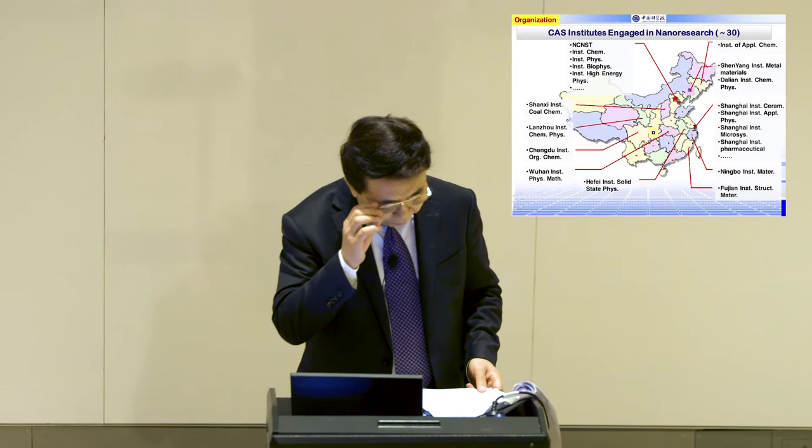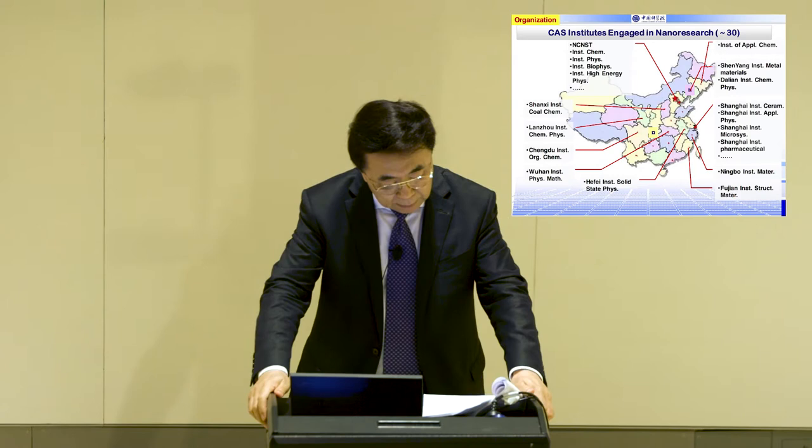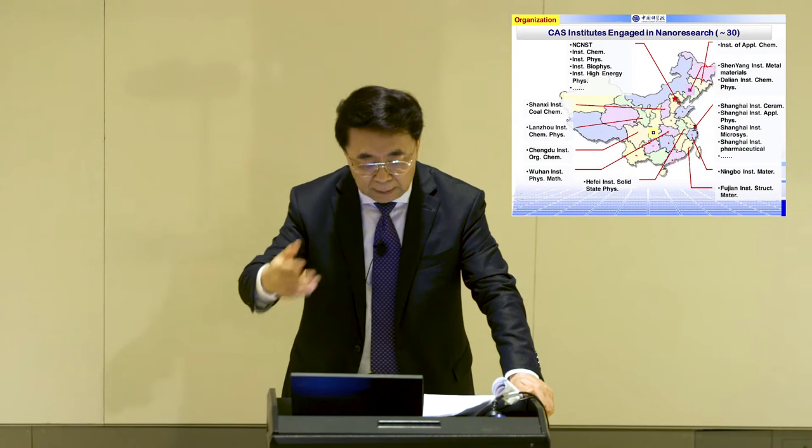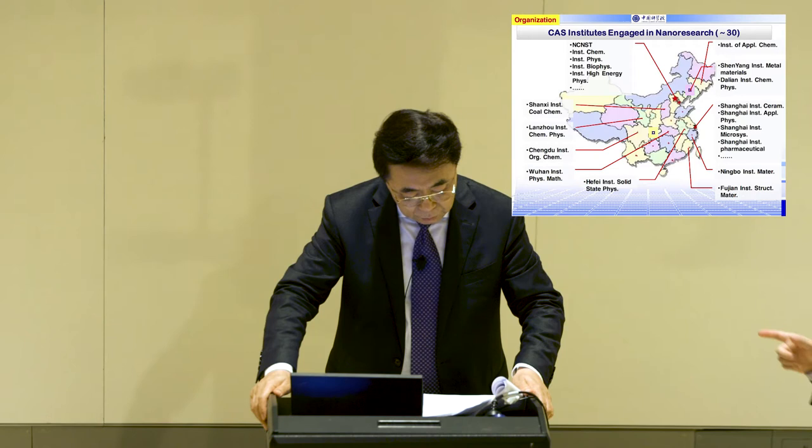Various universities and institutes have been involved in nano research in China. According to incomplete statistics, more than 50 universities and more than 30 research institutes or academies are engaged in nanoscience and technology.